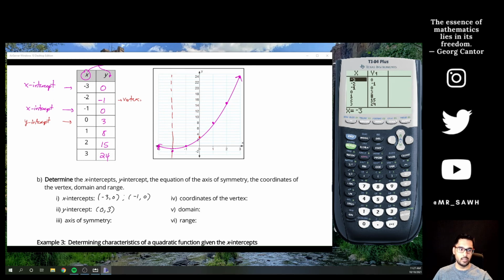Axis of symmetry. Well, we know it's the line that goes through the vertex, so it's the x-coordinate of it. So x is equal to -2. So all the same pieces are here as well. Coordinates of the vertex, -2, -1, straight from our table and picture. Domain again, x could be anything. And range comes from the y value, right? The y value of our vertex. So -1 is the lowest y value. Everything else has to be bigger than it or equal to it. So exact same information found using a table and also a graph.